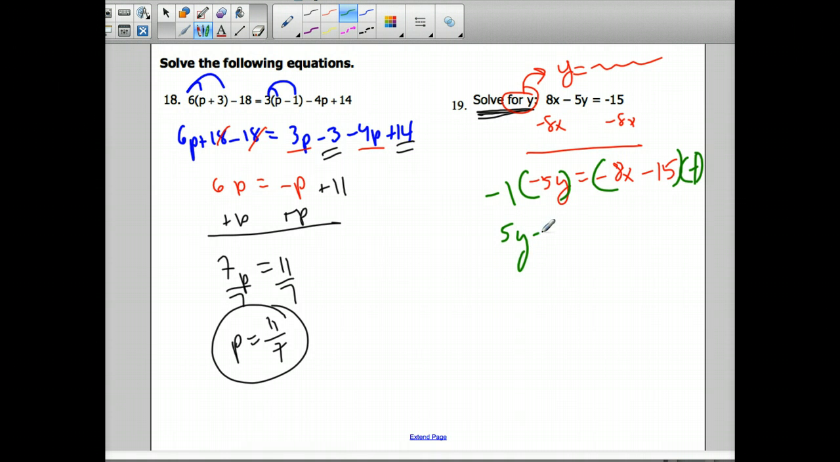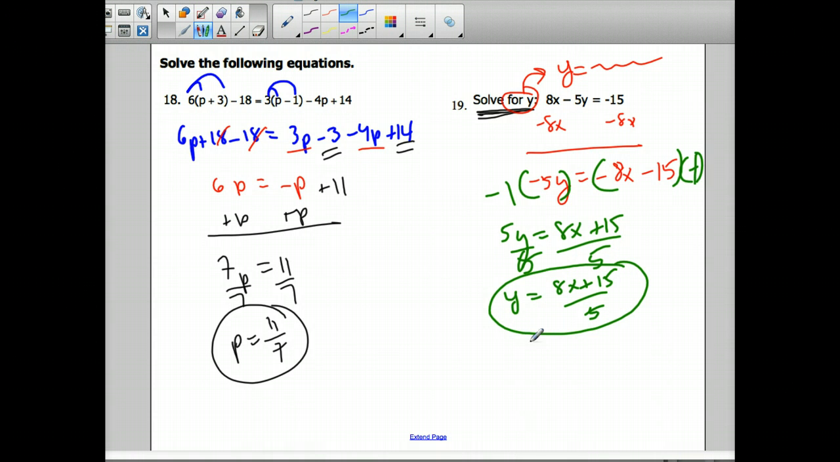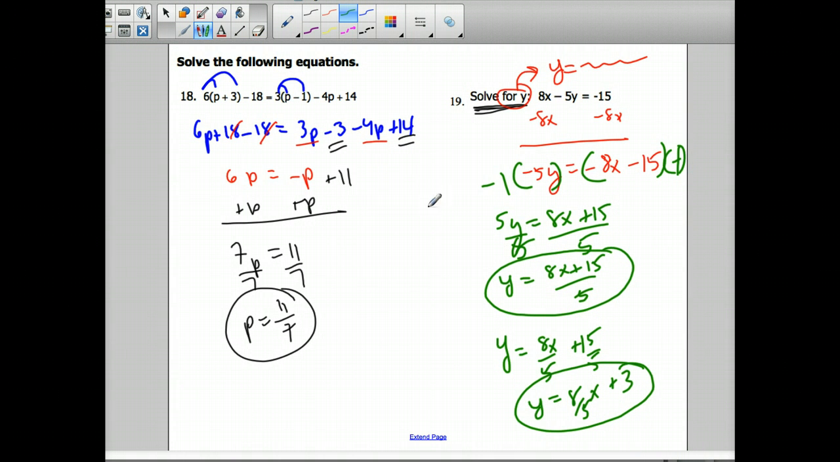So that's 5y equals 8x plus 15. Now divide by 5, and that's sufficient. You can write it as y equals 8x plus 15 over 5. Alright, that's an acceptable answer. You could also write it as y equals 8x divided by 5 plus 15 over 5, which would simplify to y equals 8 over 5x plus 3. Either one of those is an acceptable, correct answer. If you're going to do this, though, make sure you completely simplify.